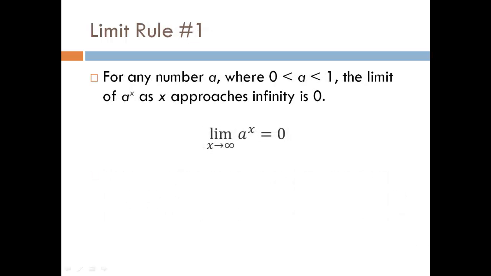Our first rule says that for any number, let's just call it a, where a is between 0 and 1, so it has to be a positive number but a small decimal, the limit of that number to the x power as x approaches infinity is 0. And so this is the notation we'd have, and it would read pretty much the same. The limit as x approaches infinity of a to the x is equal to 0. And this is true as long as a is between 0 and 1.